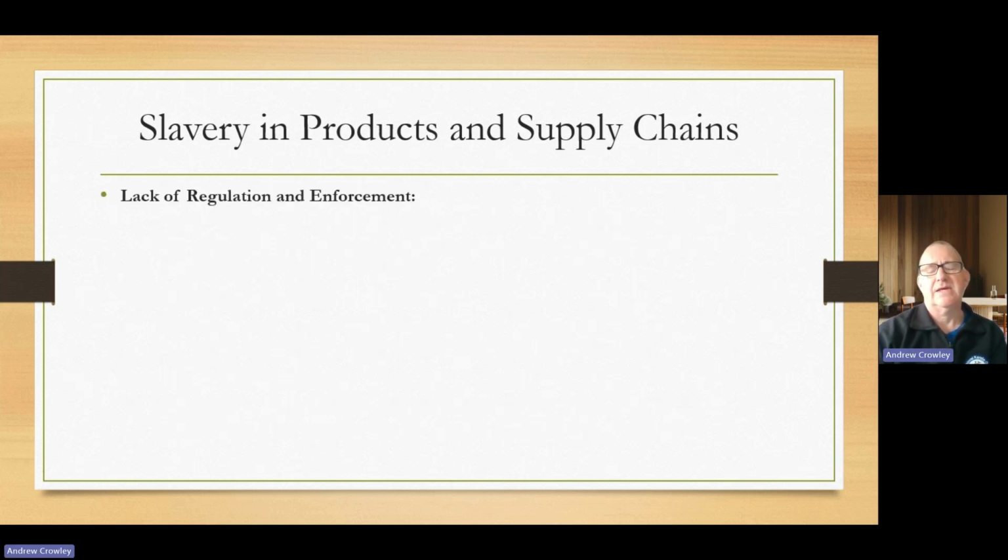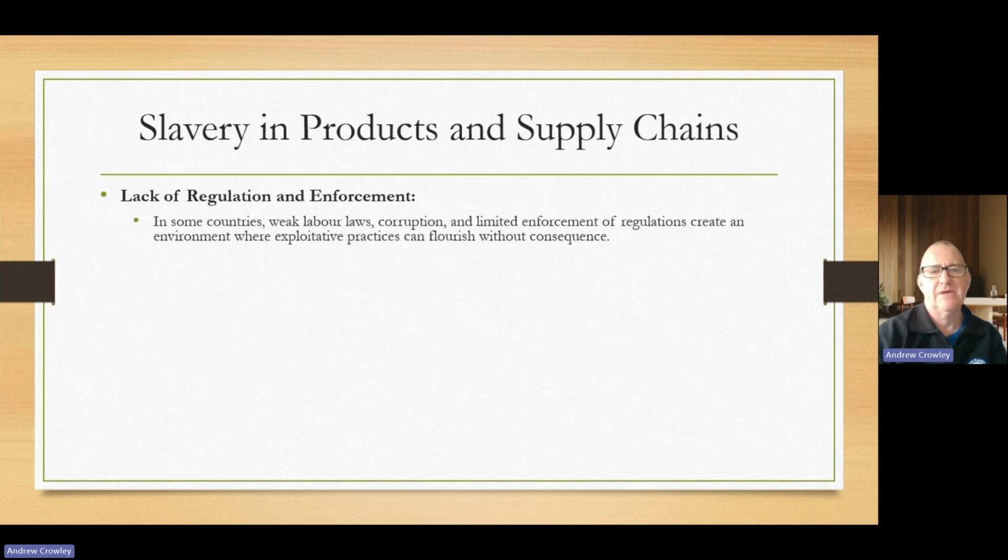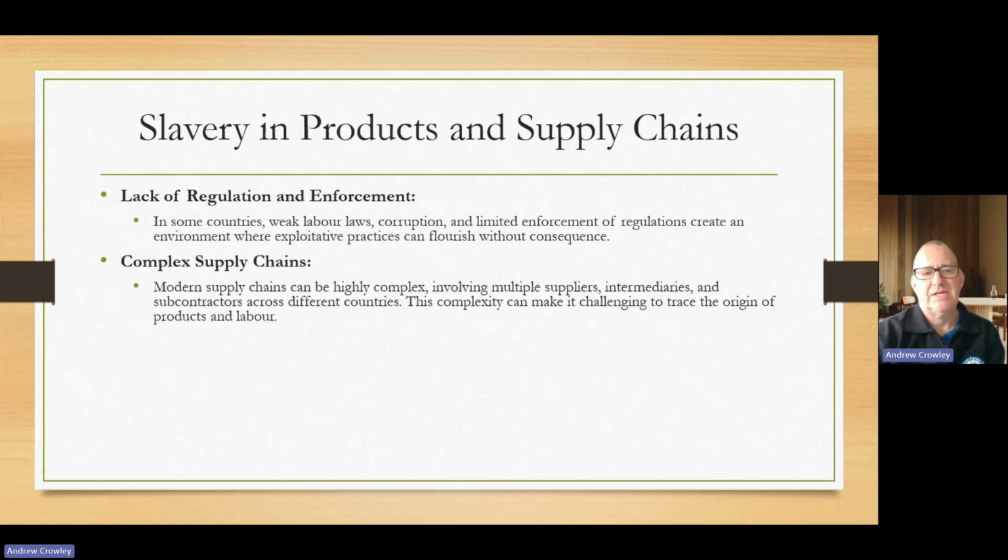Many of the countries engaged in modern slavery are lacking in the regulations, or at least they're lacking in the enforcement of the existing regulations. So weak and corrupt laws and weak and corrupt enforcement of regulation creates this environment where exploitative practices can flourish without consequences. The supply chains, as we've seen, are complex, and they're getting more complex in a globalized world. So you've got multiple suppliers, multiple intermediaries, and so it makes it challenging to trace the origin of that product or that labour.